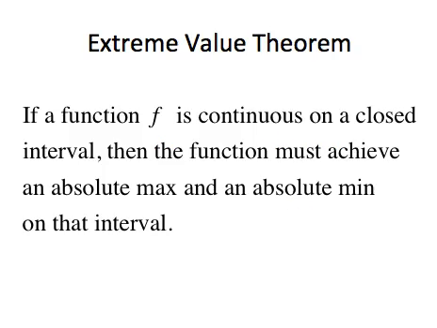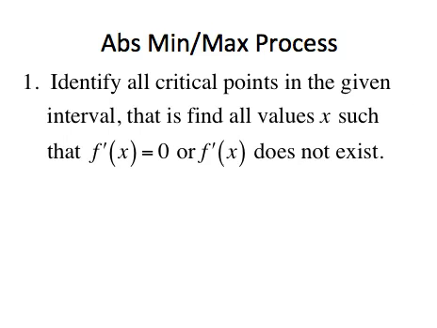The extreme value theorem tells us that if we have a continuous function on a closed interval, then that function must achieve both an absolute max and an absolute min on that interval. So a point that is the highest, a point that is the lowest. There may be more than one, but we'll have at least one absolute max and at least one absolute min if we have a continuous function on a closed interval.